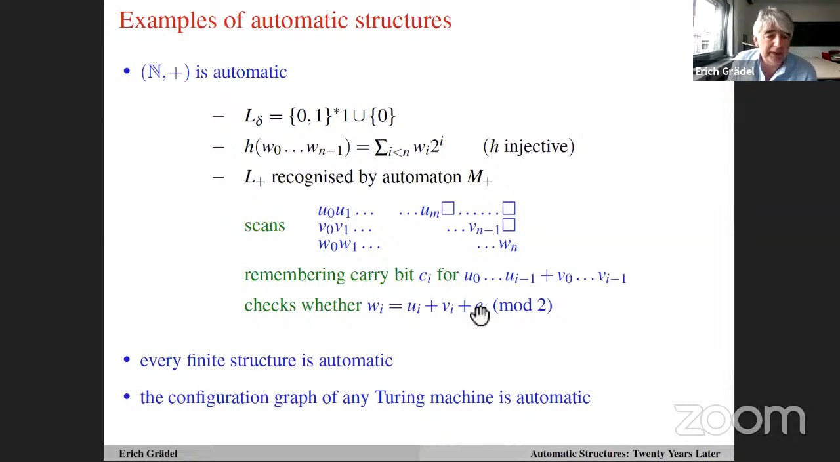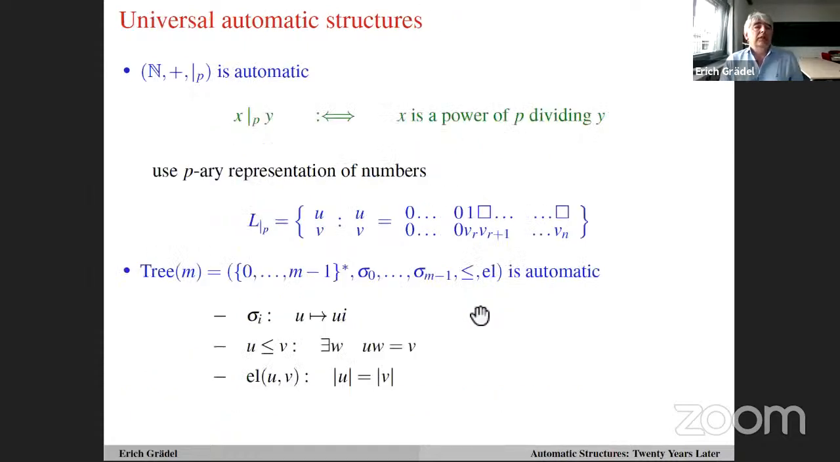Obviously, every finite structure is automatic, and as already mentioned, the configuration graph of any Turing machine is automatic. Now, there are also more powerful automatic structures, structures that we call universal automatic structures, for a reason that will become clear later. For instance, when you extend the additive theory of the natural numbers with a restricted divisibility relation, saying that x is a power of p that divides y, then this expanded structure is still automatic. Instead of binary representation, we use p-ary representation, which still lets us recognize addition by an automaton. It is then also very simple to recognize this restricted divisibility relation, because the words are represented in the way displayed here.